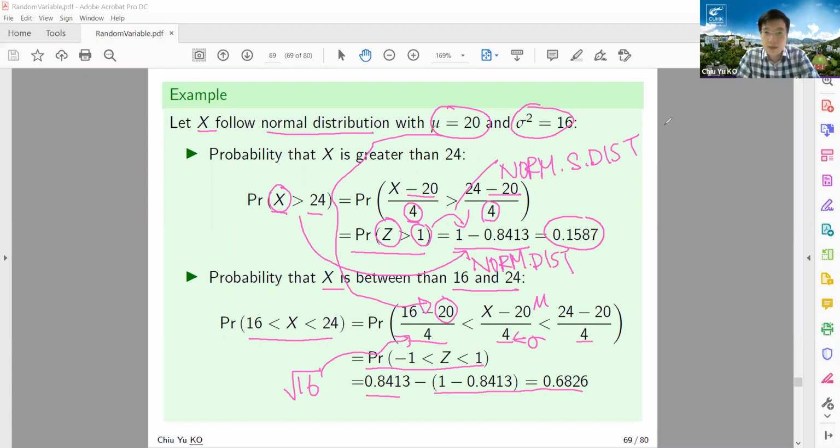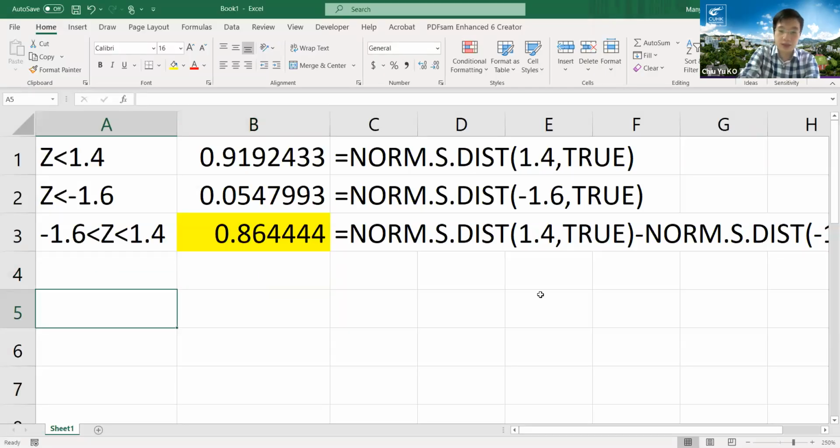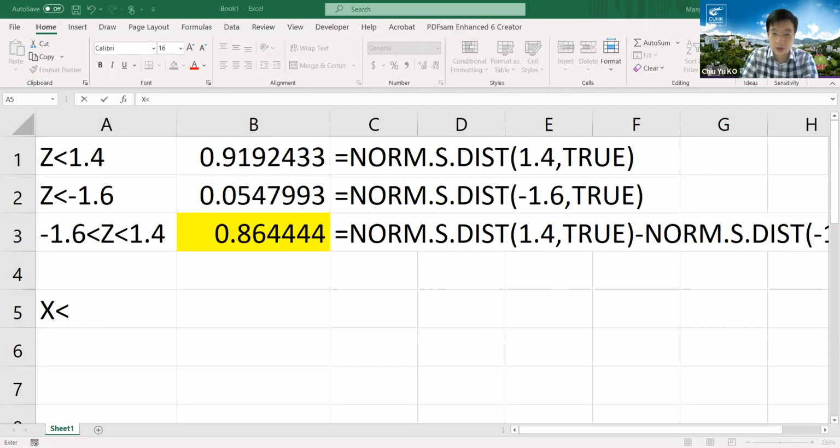Let me clear this and go to the Excel and show you the calculation, and then we have a break. So here x is less than, I think I forgot, more than 24.